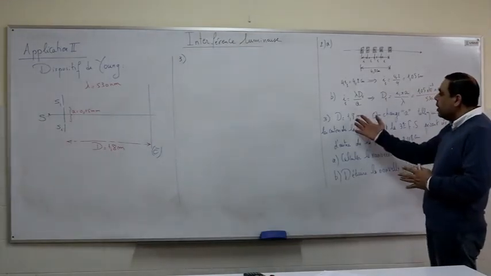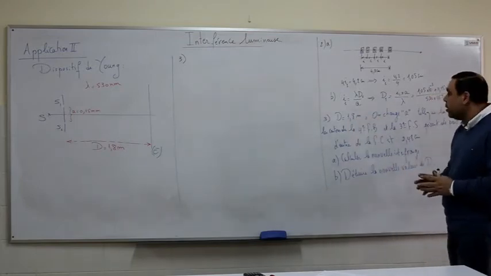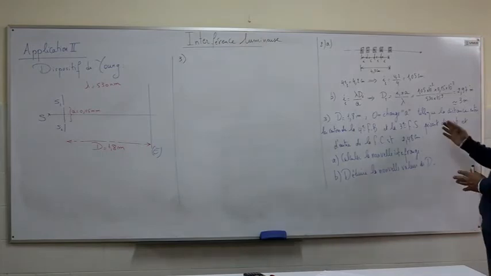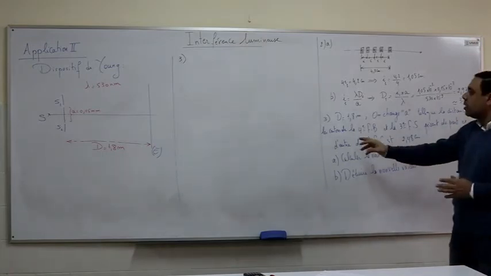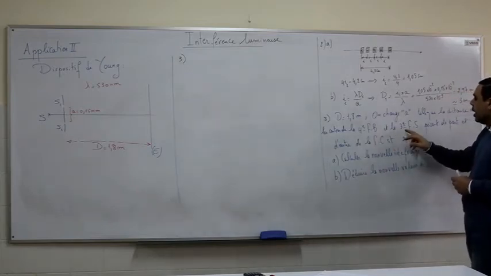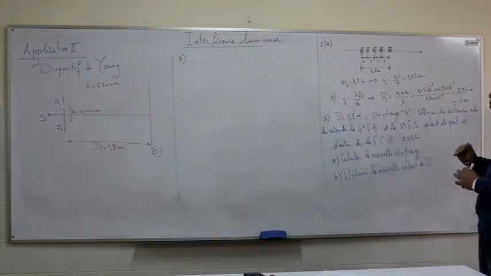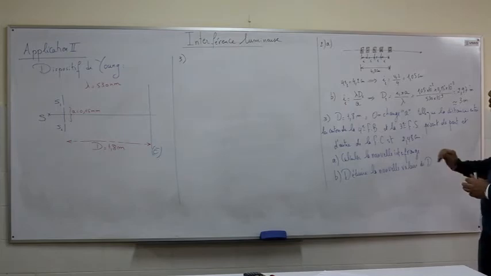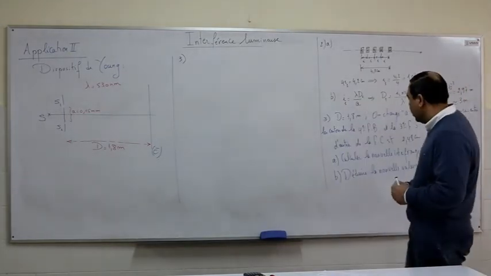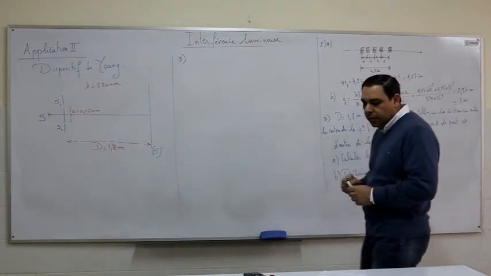In part 3, D is equal to 1.8 meters. We change the distance between the slits A such that the distance between the center of the fourth bright fringe and the center of the third dark fringe, taken from opposite sides of the central fringe, is 2.48 centimeters. What does it mean on both sides?